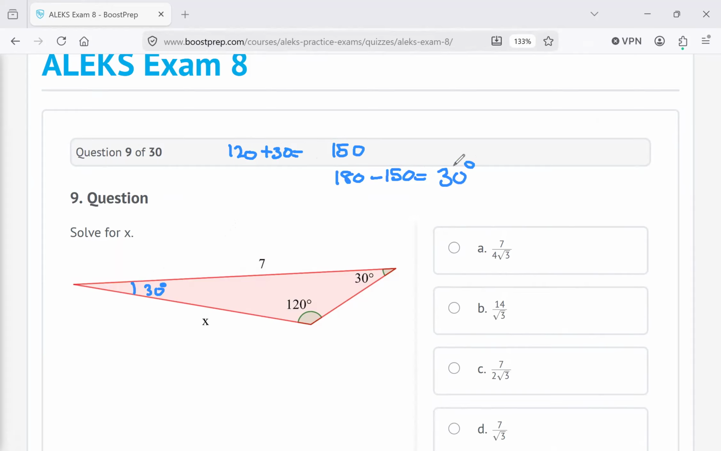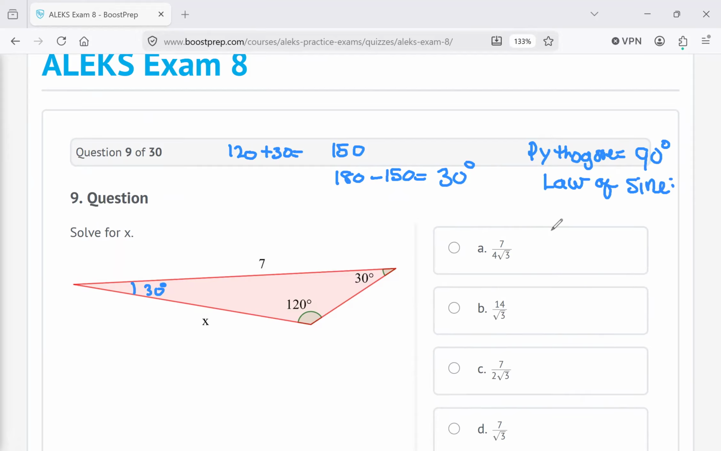When I first did this problem, I tried doing the Pythagorean theorem. Why can't you use the Pythagorean theorem? Because it only works in right triangles, with 90-degree angles. This is a 120, so we can't do Pythagorean. So what could you do? You could use what's called the law of sines.